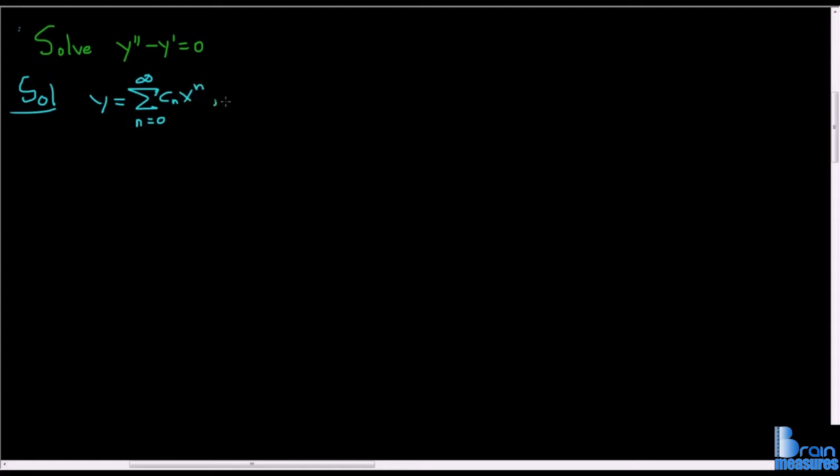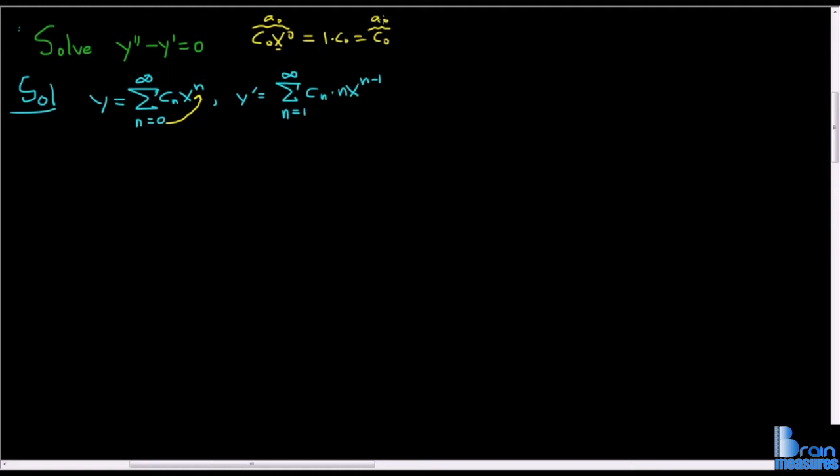And now we'll just take derivatives. So y prime, that's the sum. And this time the series starts at 1, and we go to infinity, and we have c sub n times n x to the n minus 1. Now if you're not sure why it starts at 1, try to think of it this way. If you take the 0 and you put it where the n is, you get c sub 0 x to the 0. That's your first term. This is equal to 1 times c sub 0 because x to the 0 is 1. So it's just c sub 0.